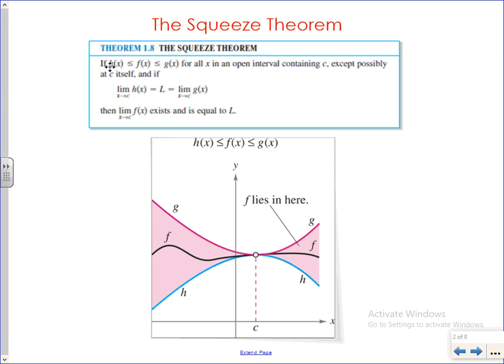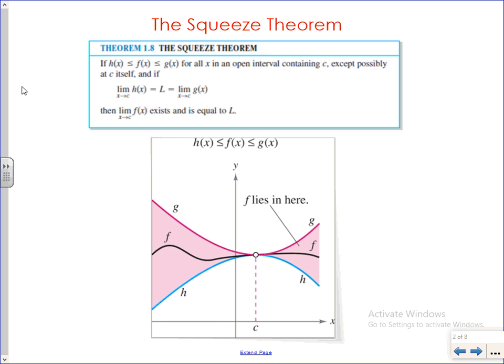Okay, so the squeeze theorem is what it sounds like. Basically, if you have two functions, in this case h and g, and as x approaches c they both have the same limit, L. If there is a function, in this case f, that is in between, so it's being squeezed in between the other two, then the limit as x approaches c would also be that limit, L. So you see how f is in between those two functions always.